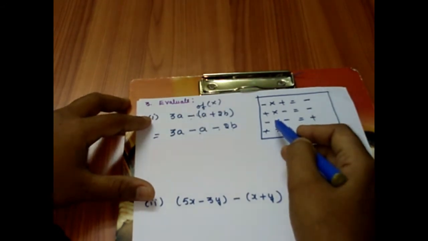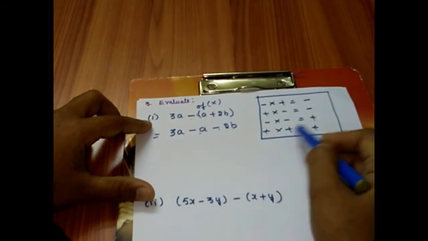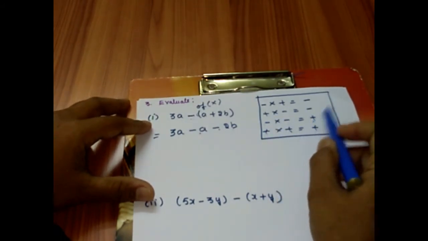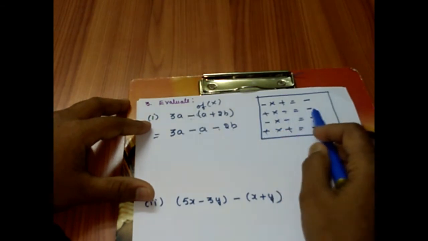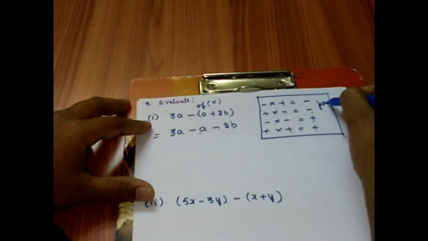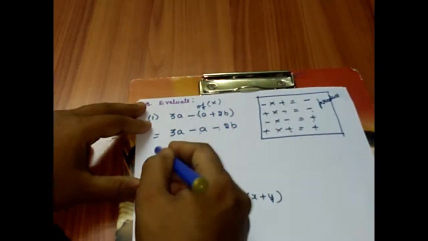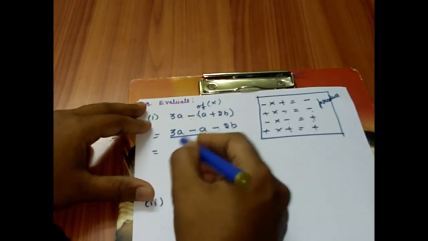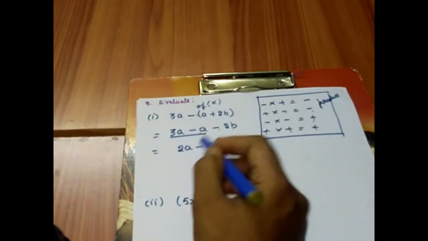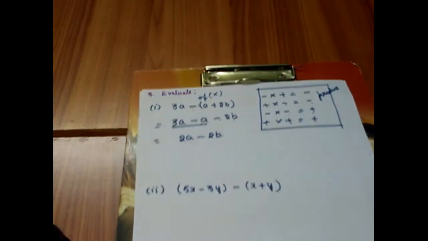When do we apply this? When we are multiplying it. When both are plus, the sign is plus. When both are minus, the sign is plus. One plus, one minus, you will get minus. This we call the product. That is when you are going to multiply with the sign. Now simplification is easy. 3a minus a is 2a, minus 2b. As a and b cannot be simplified, we keep the solution as it is.